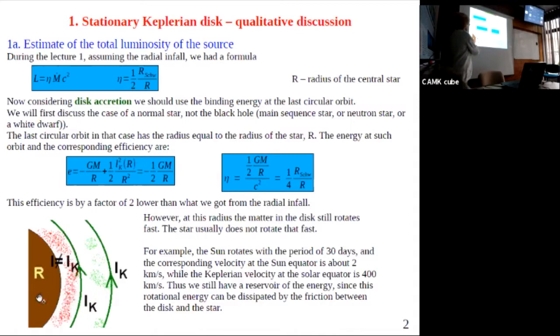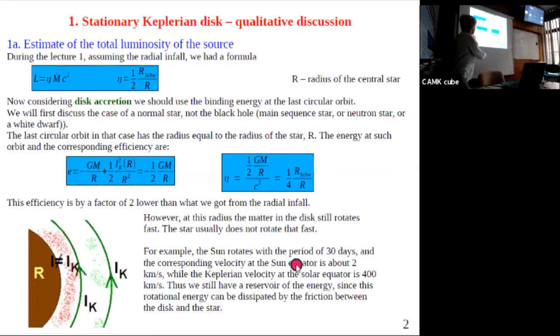Okay, but if the star does not rotate, what actually should happen? Because we cannot just be in a situation that we have here strong rotation, very large velocity, and here the stellar surface is actually at rest. There is a strong friction between the stellar surface and the Keplerian disk. And it's really strong because in most cases, the rotation is really negligible.